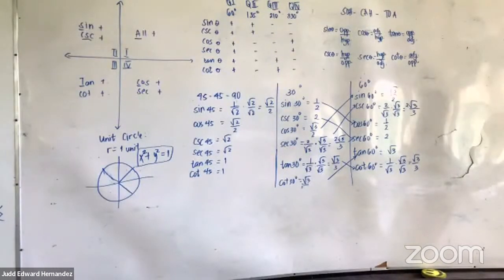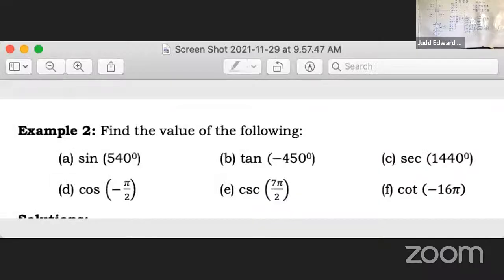Okay, let's try to answer this. Okay, isa-isahin natin. Find the value of the following. Letter A, sine 540 degrees. Saan po ba matatagpuan si 540 degrees? Hindi ko na po buburahin to ha.